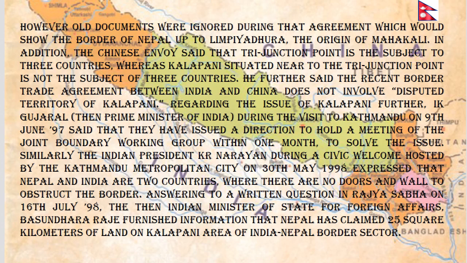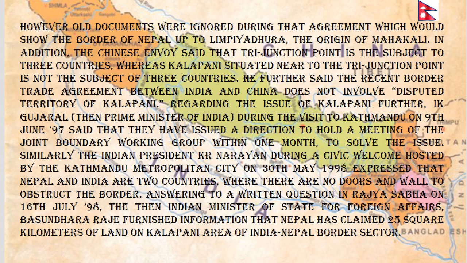However, old documents were ignored during that agreement which would show the border of Nepal up to Limpiyadhura, the origin of the Mahakali. In addition, the Chinese envoy said that the tri-junction point is the subject of three countries, whereas Kalapani, situated near the tri-junction point, is not. He further said the recent border trade agreement between India and China does not involve the disputed territory of Kalapani.